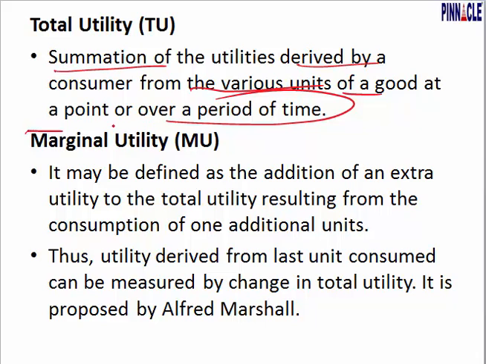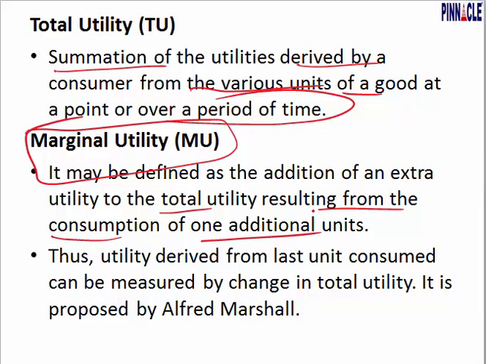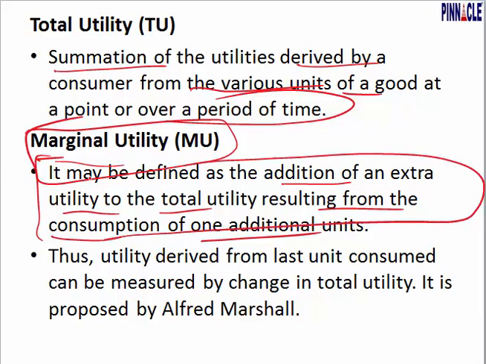What is marginal utility then? It may be defined as the addition of an extra utility to the total utility resulting from the consumption of one additional unit. What is marginal utility? It may be defined as the margin. Margin is the addition of extra utility to the total utility resulting from the consumption of an additional unit. This statement is very, very important.